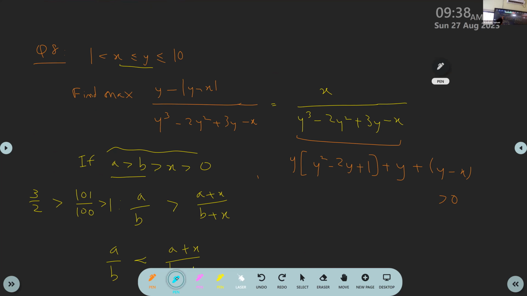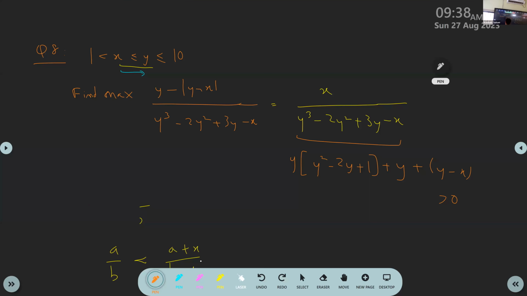Okay, so if I set x equal to y, then I will get this expression as large as possible. In that case, x will go away from the expression, and I will have only y remaining. So it is no longer a two variable problem, it's a single variable problem. Now the question is to find the maximum of y upon y cube minus 2y square plus 3y minus y. That is what it will become once I substitute y in place of x.